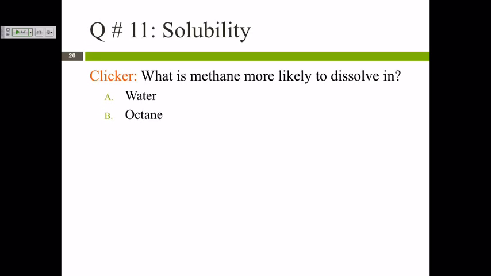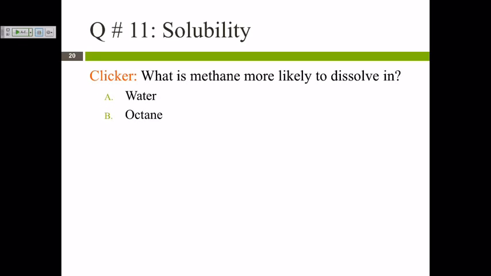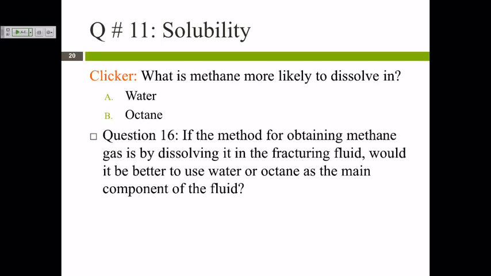Natalie, which one do you think would be a better solvent for extracting methane? I said octane. Why octane? Because it's nonpolar, and methane is nonpolar. Great, so we saw the methane's nonpolar, octane's nonpolar, so not much of it's going to dissolve in water. But then the question was, if we're actually going to go out fracking, are we going to inject octane into the ground to get methane out?